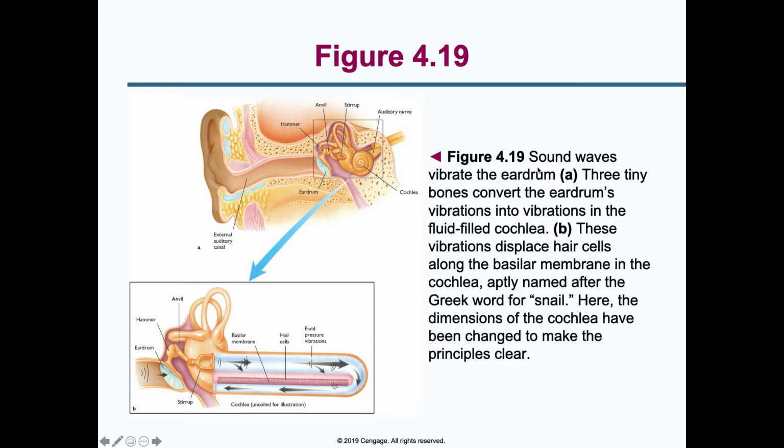The sound waves go into our ear and they vibrate the eardrum, which is this area right here. Okay, then these three tiny bones that are called the hammer, the anvil, and the stirrup. These three tiny bones take that vibration in the eardrum and convert it into a vibration in the fluid-filled cochlea, which is over here in this area right here, okay?